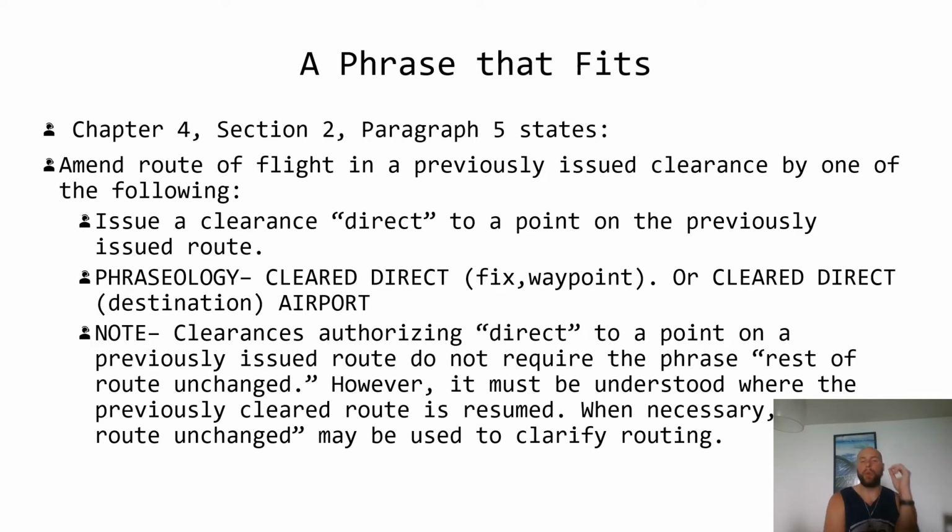Notice that you are not required to state altitude restrictions. Why? Because you are giving direct to a fix that lies within their originally filed route of flight. So you'll see an example of what we're about to do. We're going to find a fix and give them direct, as shown on the flight progress strip.